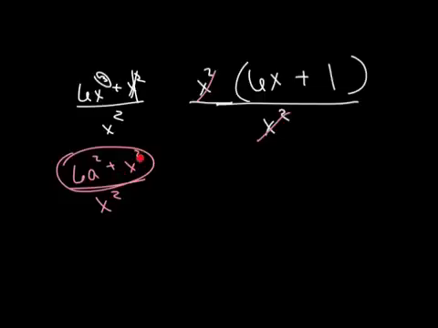I cannot cancel these because there's a plus sign there. Anytime there's a plus or a minus sign on either side, I can't cancel. It has to only be a multiplication. Like here, I could cancel because there's a multiplication sign there. So that one you can't really do anything with. We're done with that.